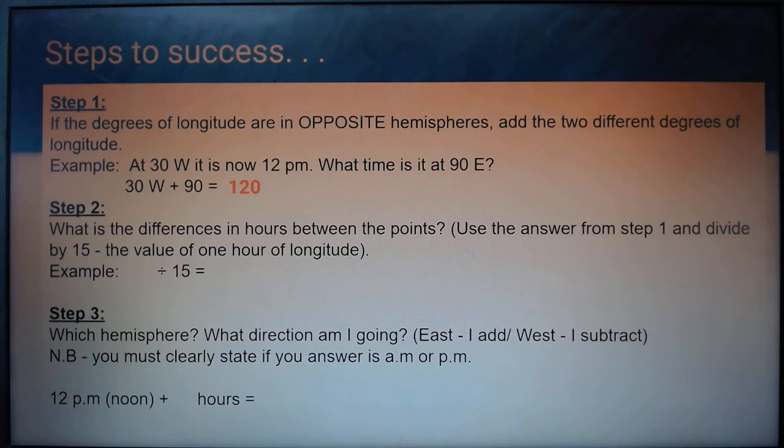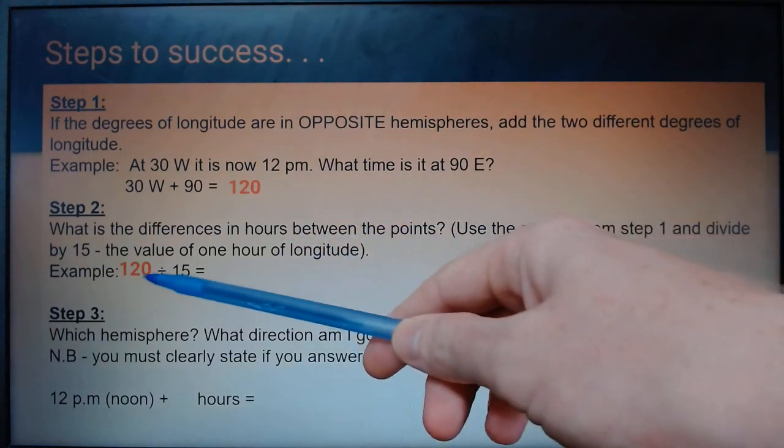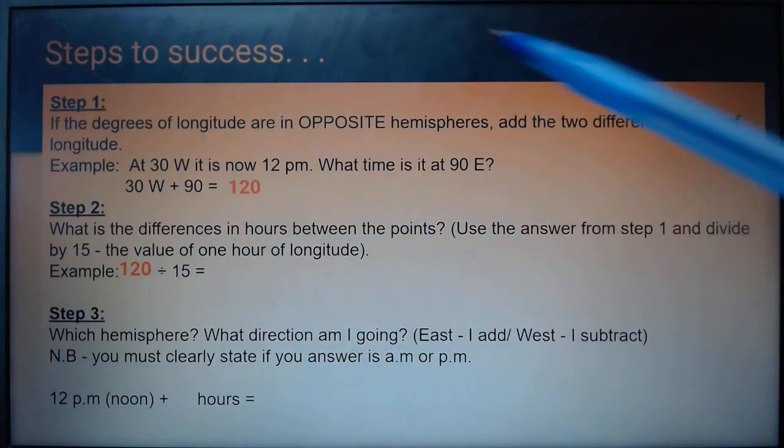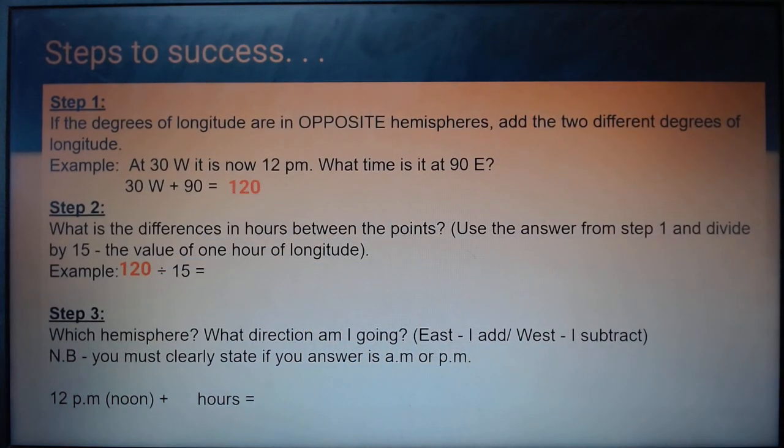Now we want to know time though. So what is the difference in hours between the points? Use the answer from step 1, 120, and divide it by 15. Why 15? That is the value of 1 hour. So again, a simple checkpoint here is if this number doesn't divide equally by 15, you've probably gone wrong. So 120 divided by 15 is 8 hours.